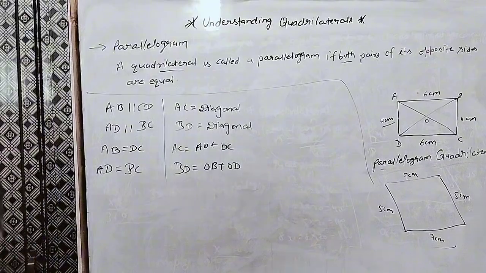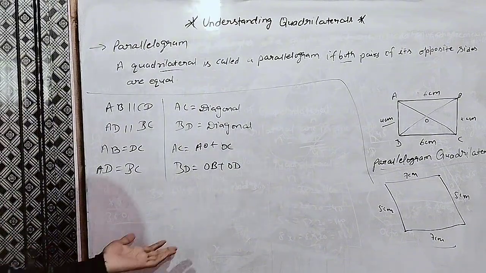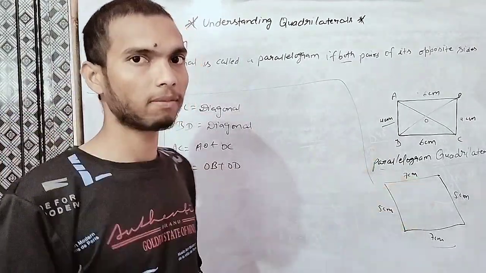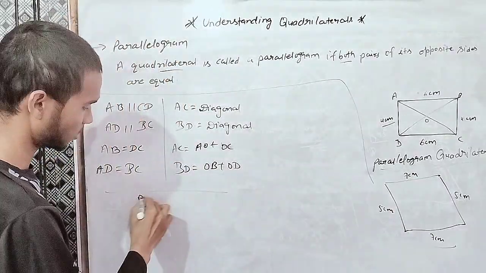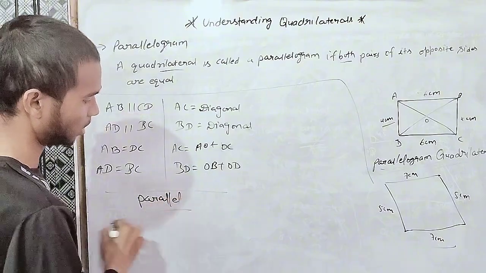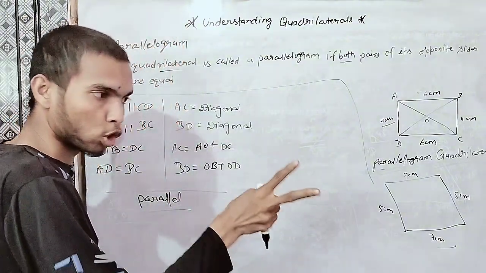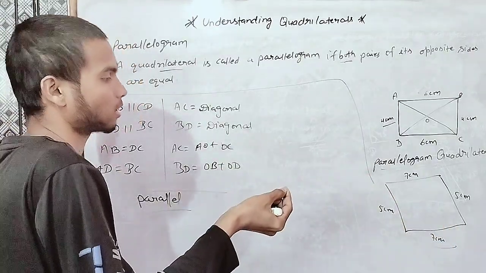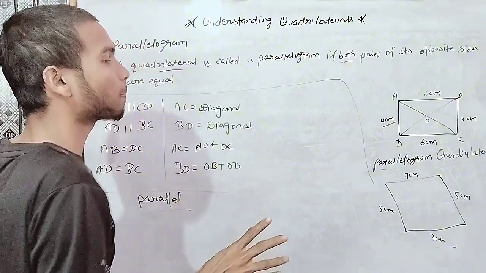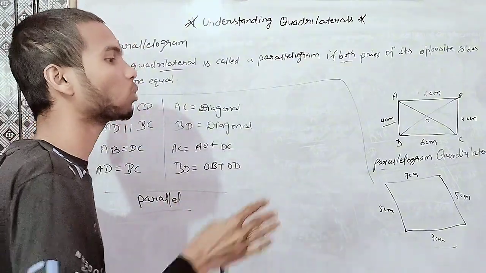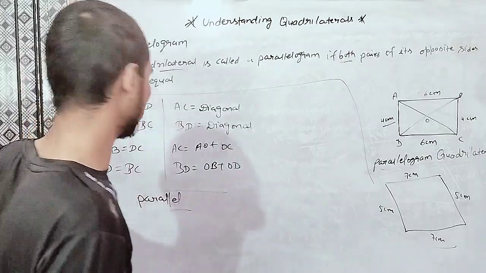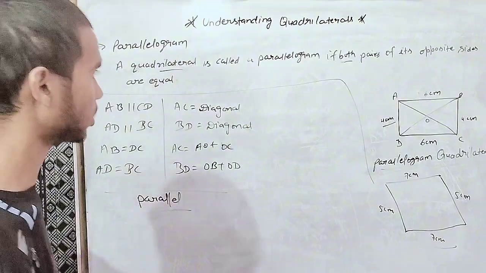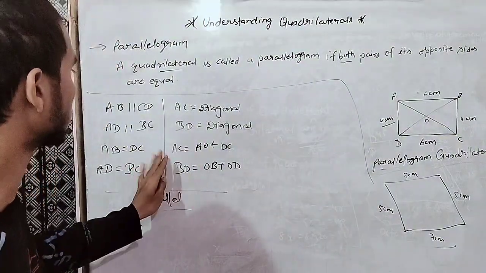Now let's see next. This was about the parallelogram. So always remember, we are saying parallel. A parallel quadrilateral will have two pairs of parallel lines. Always remember, the values of parallel sides will be equal to each other. You can see this.